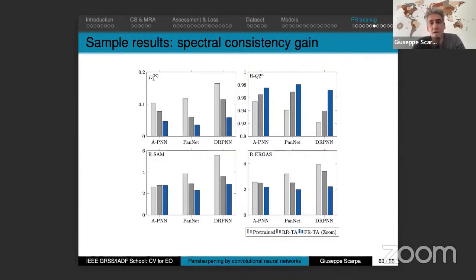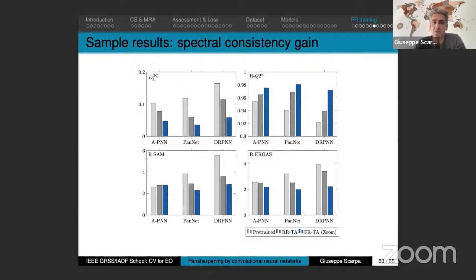They are shown in light gray in these bar plots and are marked as pre-trained. And two target adaptive versions, one using the reduced resolution protocol, shown in dark gray, and the other performing the tuning at full resolution, shown with blue bars. The four plots are associated to four different spectral consistency indicators. One is the popular CAN index, the other three are reprojection indicators. The pan-sharpened image is downgraded and then compared to the MS image using a standard index such as SAM, ERGAS, etc.